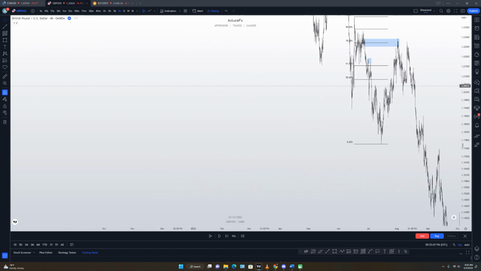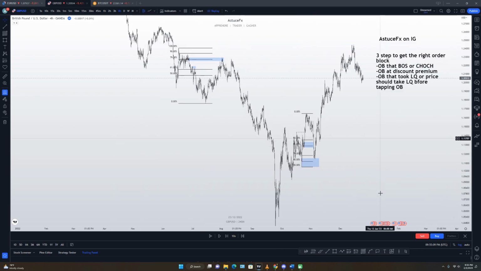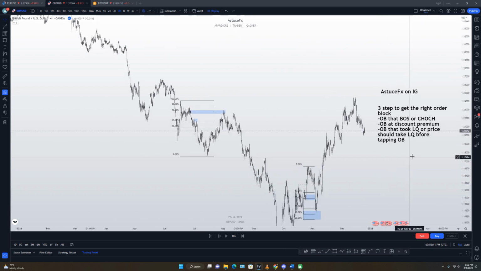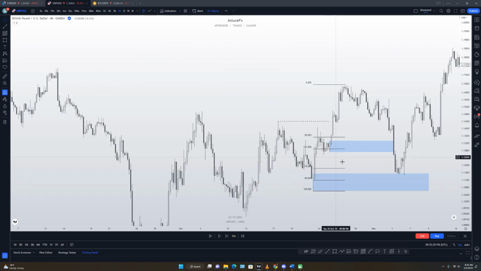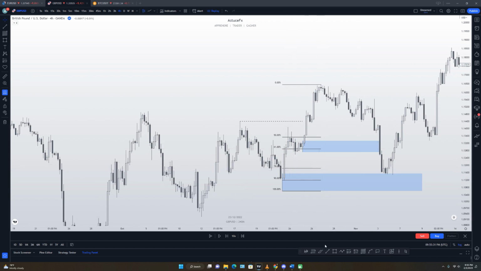And the last step, which is also really important, is liquidity. Price should take liquidity before tapping the order block. So if I come back to this one, based on the first two steps, price will have to break structure before giving me the right order block, and it has to be below the 50%. The two order blocks we got are this one and this one here. From these two order blocks, now I have to identify my liquidity. That's the first thing I do.